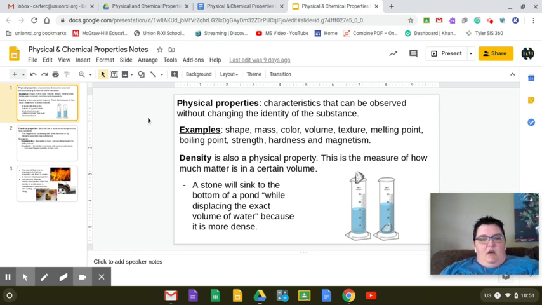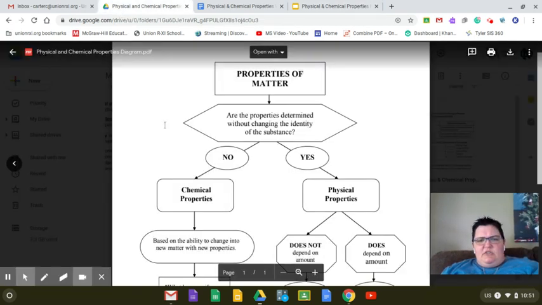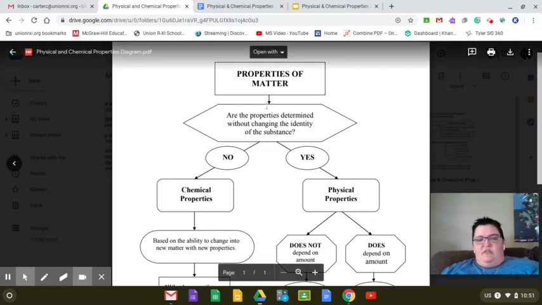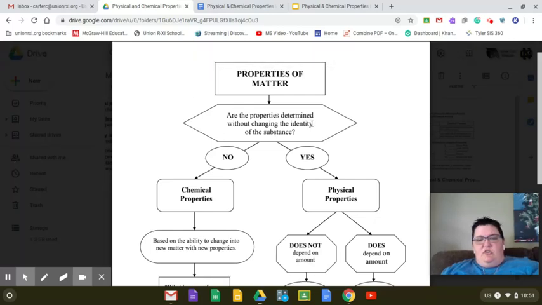All right, so let's start off with physical properties. Basically, whenever you have any kind of matter, and actually, we can start here with this. Matter is what makes up all of the objects around us. And so for the properties of matter, to determine what type of matter we're talking about, we ask: are the properties determined without changing the identity of the substance?